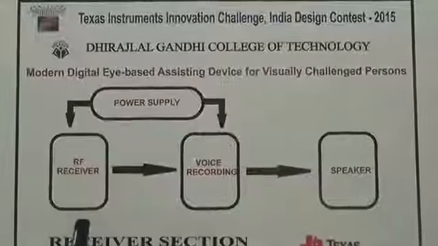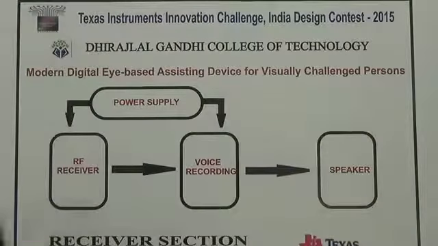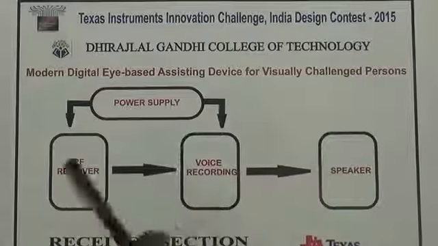The RF receiver receives the 440 kilobits from the RF transmitter. The power supply section is common for the RF receiver and the voice recording IC. The voice recording IC is used for storage. Then the voice recording signal goes to the speaker, and the speaker plays it.